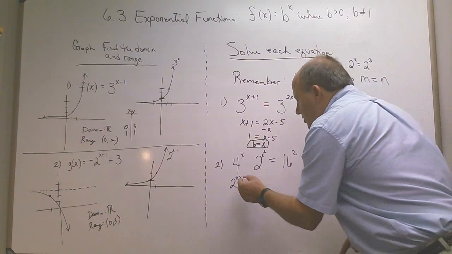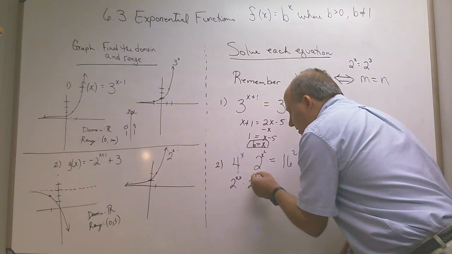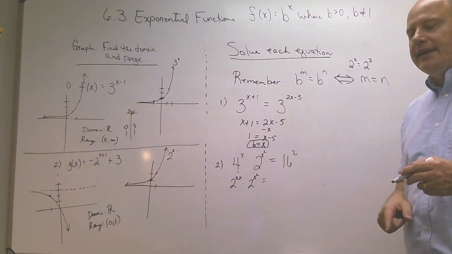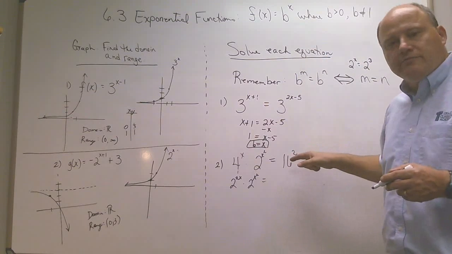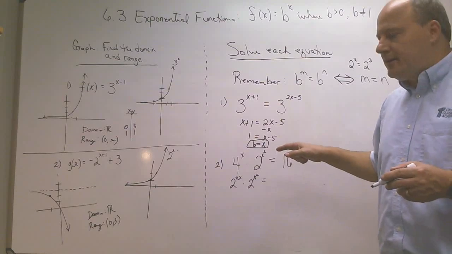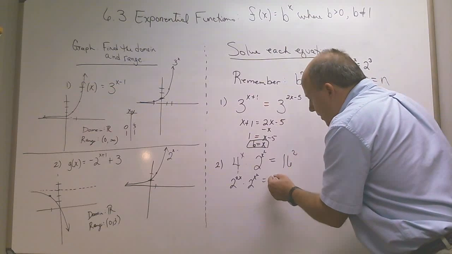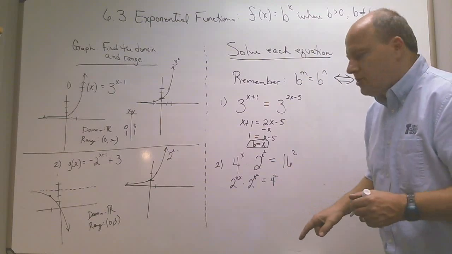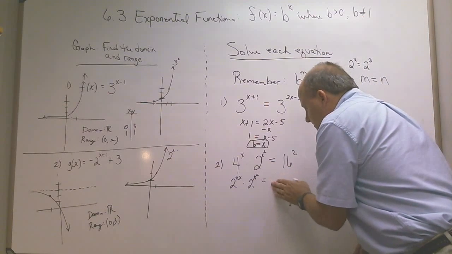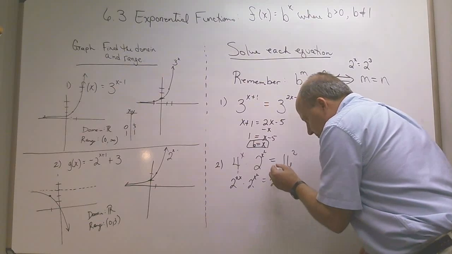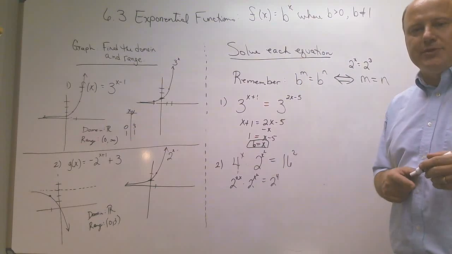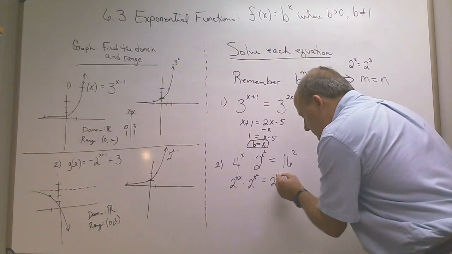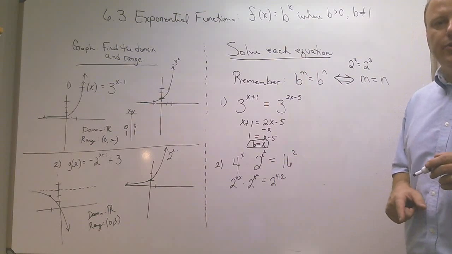And of course 2 to the x squared, you can't really do anything with that. Now 16 is of course 4 squared, but that doesn't help me because if I make 16 4 squared there, then I still don't have the same base. So I'm going to change 16 to something else, and that's 2 to the 4th. So that's what 16 is. But what about the 2? Well, you got to tack that on. So it's 2 to the 4 times 2.